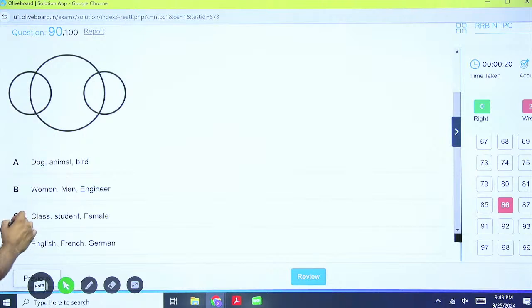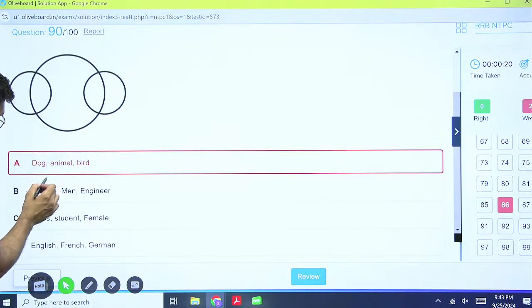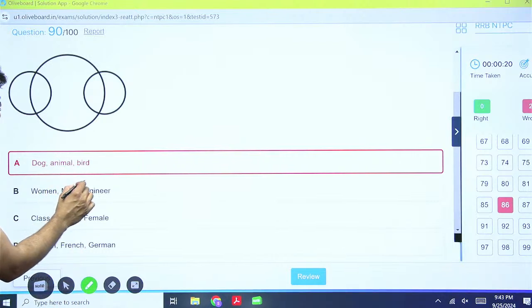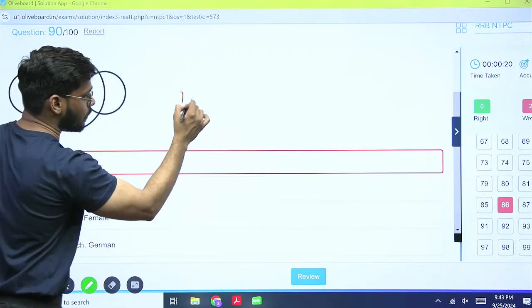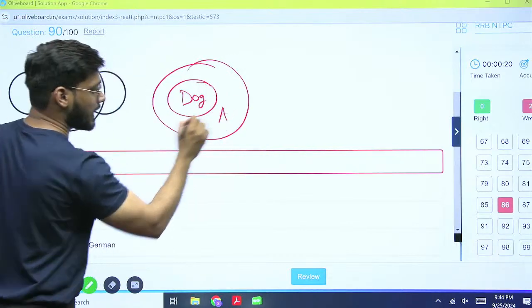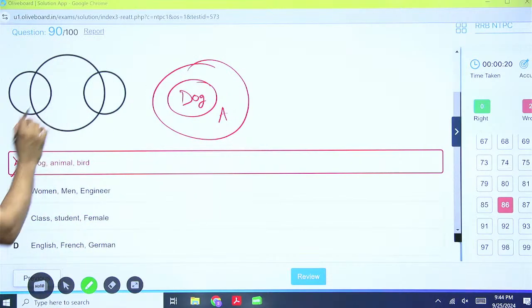Okay, dog, animal, bird. We can say that all dogs are animals. All dogs are animals. The diagram of option A should be like this. So A is the wrong answer for this one.